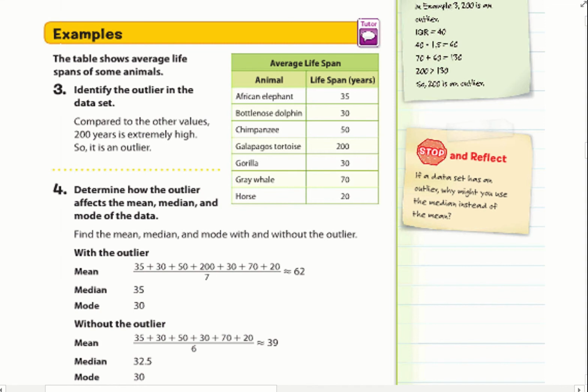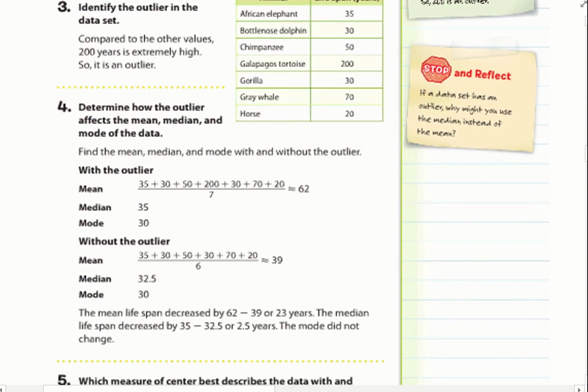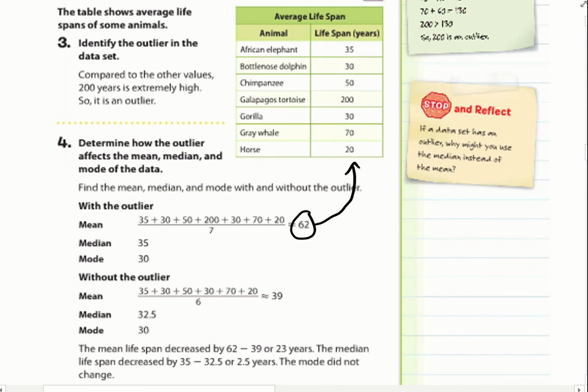Now that we've identified it, let's see how it affects the mean, median, and mode. If you look at it with the outlier, so with the age of 200, the average lifespan of all the animals is 62. Now, if you look at the numbers, is it fair to say that on average, all these animals age to 62? Not really, because we only have two animals that even get close to 62, maybe 3. That's how the outlier kind of interrupts the data. If you look at the median, we have 35 and the mode is 30.